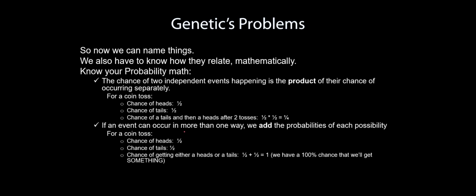Now if an event can occur in more than one way, for example, you flip a coin and can get either heads or tails, the question is, what are the chances of getting either heads or tails? Then we add the probabilities together. The chance of a head is a half and a tail is a half, so together that's 1, or 100%. When you flip a coin, you're going to get a head or a tail.